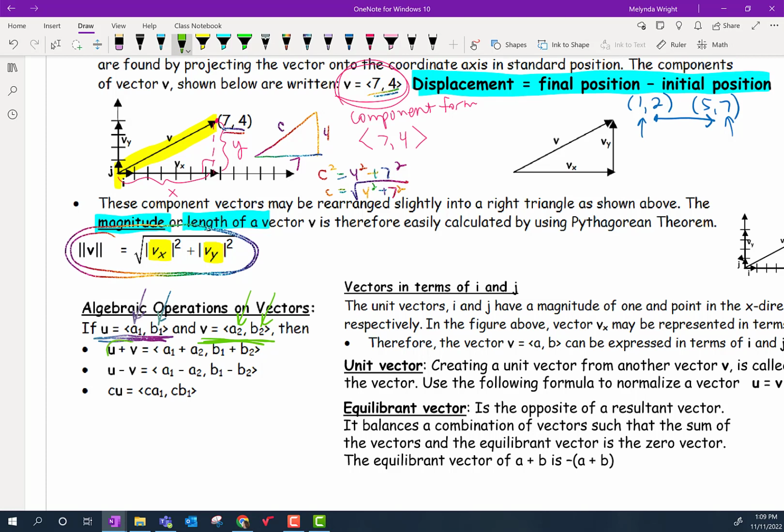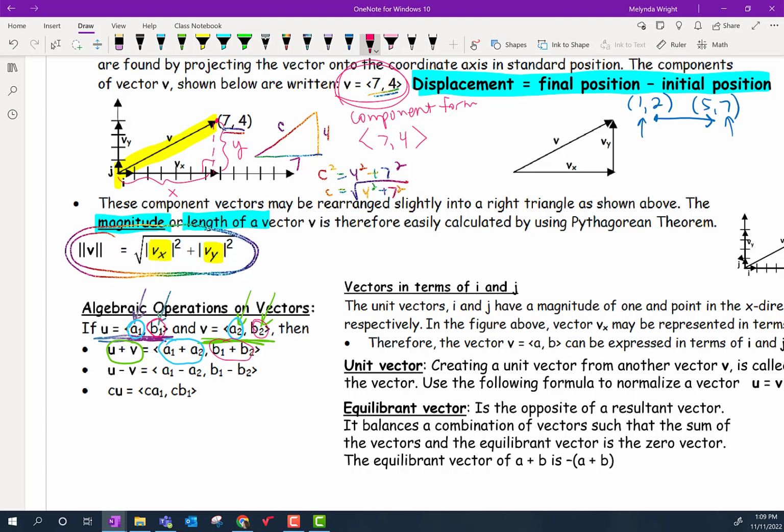If we want to add the vectors, we don't actually have to draw them out and add them like we did last time. We can simply add them algebraically. You would take the x components and add them together, and that would become your new, or resultant, x component. Then you would take your y components and add them, and they would become your resultant y component.